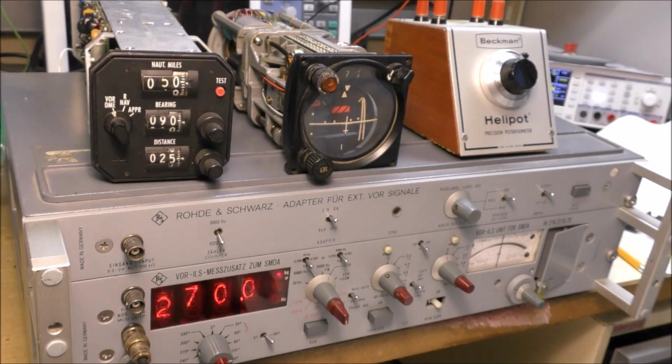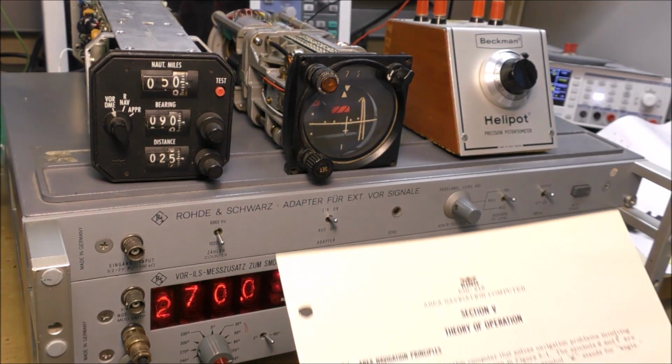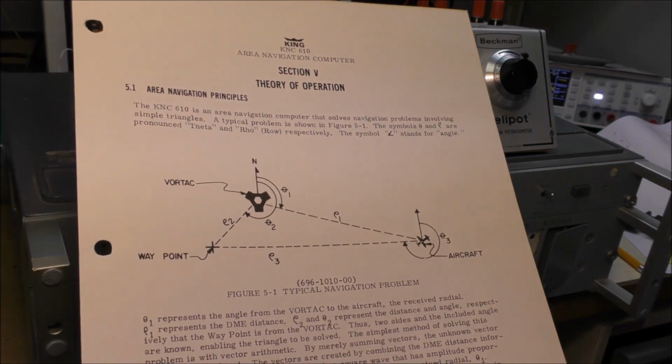Hi, this is the second episode concerning the King Area Nav Computer KNC 610. So first, let's have a look at the main principle of this instrument. We have everything on that page.